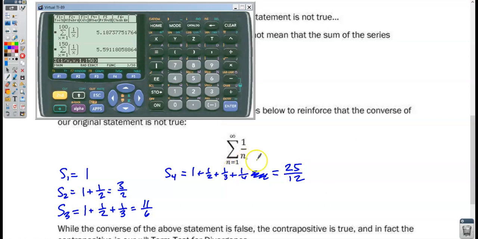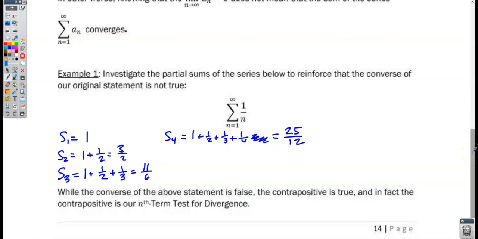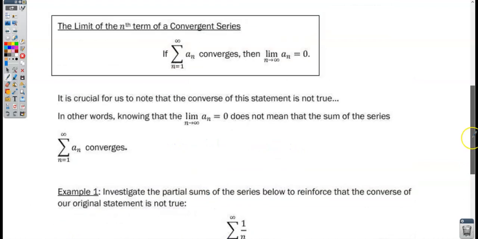This series, the harmonic series we've mentioned before. We're going to talk about it more later on in the course in this unit. But it's kind of like the dividing line, where it's the series that grows just fast enough that it doesn't converge, where series that are smaller than it tend to converge, and series that are larger than it tend to diverge. But again, we'll get into that more later on. So you notice that the converse of our statement up here is not true.